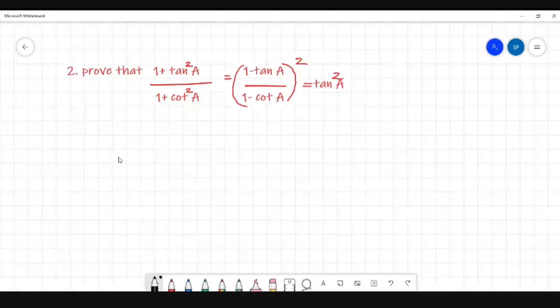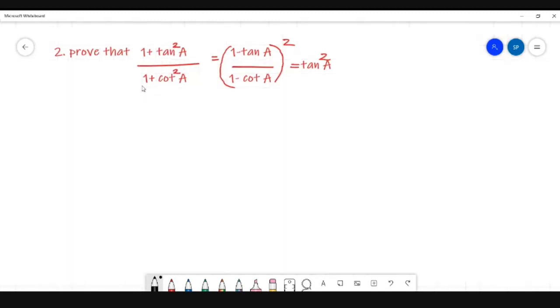Now the second question is, prove that (1 plus tan square A) divided by (1 plus cot square A) equal to ((1 minus tan A) divided by (1 minus cot A)) whole square equal to tan square A. Here we have to prove that this expression is equal to tan square A. Again, this expression is equal to tan square A. We can easily prove this is equal to tan square A and then prove this is equal to tan square A. So let us see.